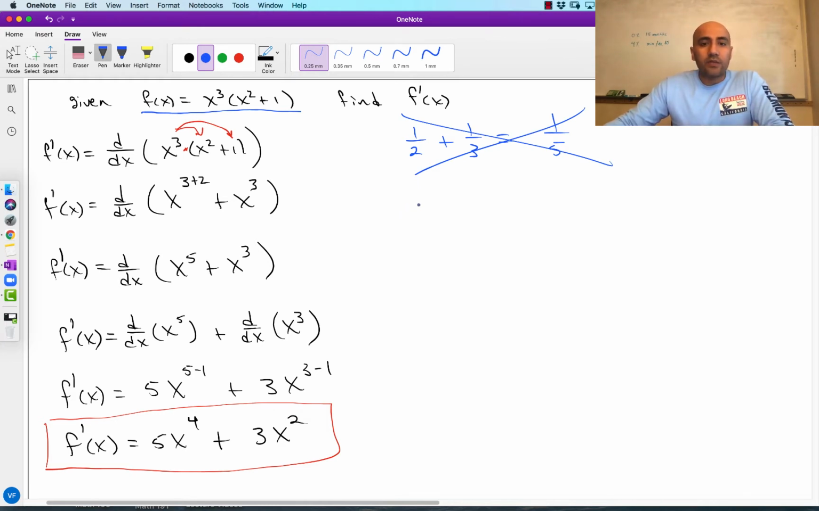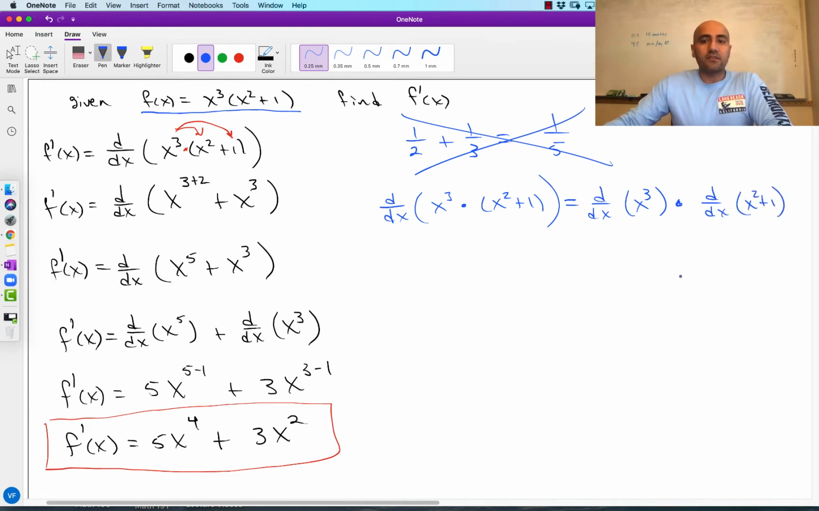Okay, so here's what a lot of people think. If we have the derivative with respect to x of x cubed times (x squared plus 1), a lot of people would like to take the derivative with respect to x of the first one times the derivative with respect to x of the second one. It seems to make sense, right? Why don't you just take derivatives of each one separately and then multiply it?